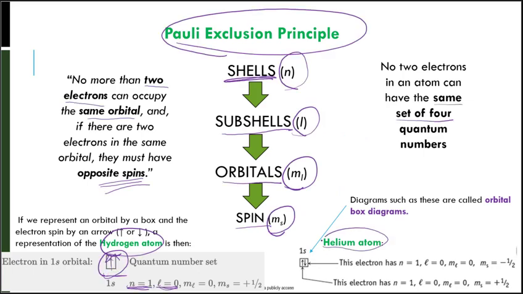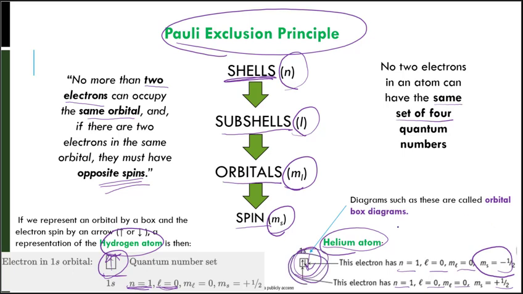Then if we look at helium, we add a second electron. And Pauli exclusion says if we add a second electron, it has to be in the opposite direction. So we show that as a down arrow. So the first electron is 1, 0, 0, plus 1/2. That second electron, look, it's very similar. 1, 0, 0, but it's a minus 1/2 for that MS. Again, no 2 electrons can have the same set of 4 quantum numbers.